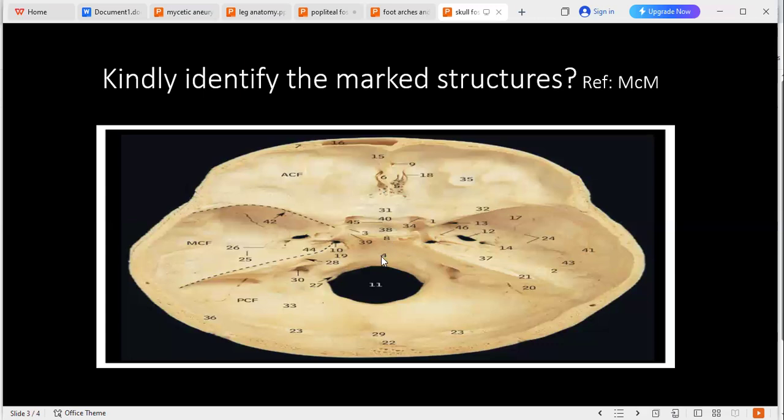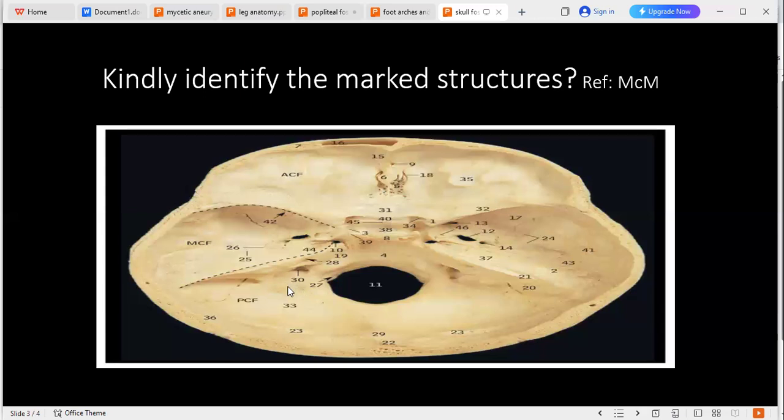Clivus. Very good. Okay, if you can identify number 30 over here. 30 is the jugular foramen. Very good. What passes through the jugular foramen? Very quickly tell me. Internal jugular vein, sigmoid sinus, and glossopharyngeal nerve, vagus nerve, and accessory nerve, posterior meningeal artery.